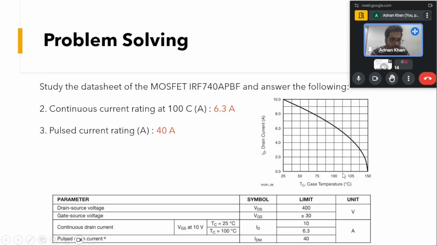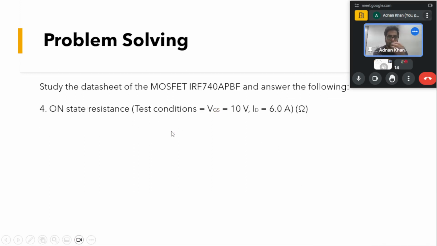If you can see at the 100 degree, the arrow where I'm pointing, the current at that time is a little bit above 6, to be exact 6.3 amps that is given here. Also, it is given that the pulse drain current is IDM. This data is already provided in the data sheet, you just have to look for it. It is around 40 amps. That is the answer to this question.